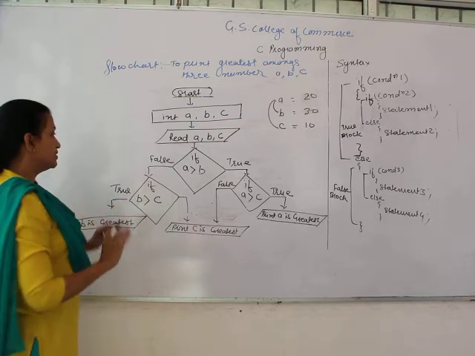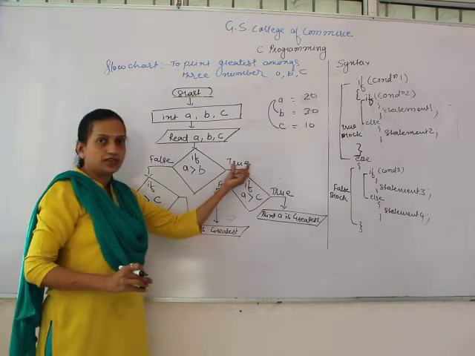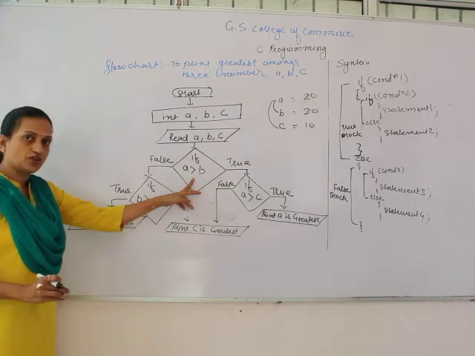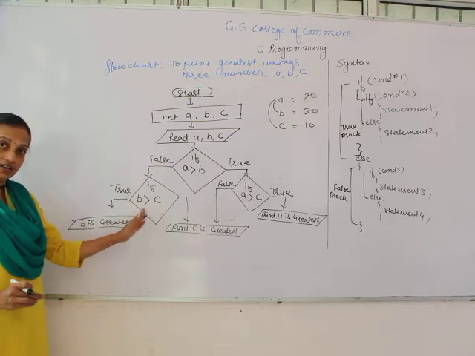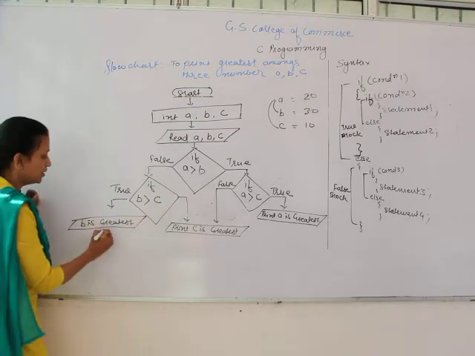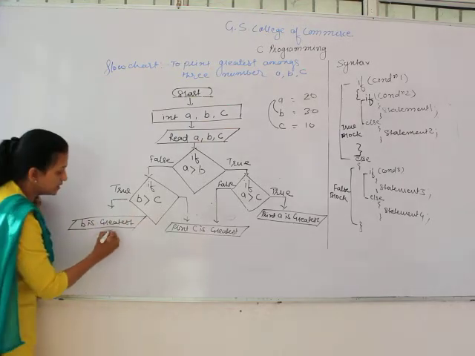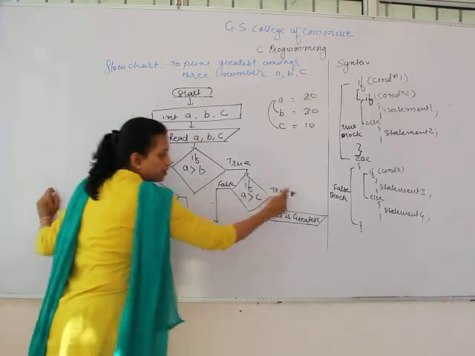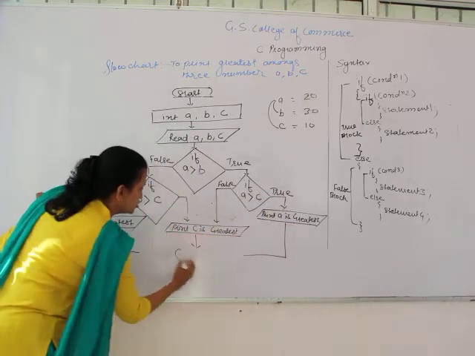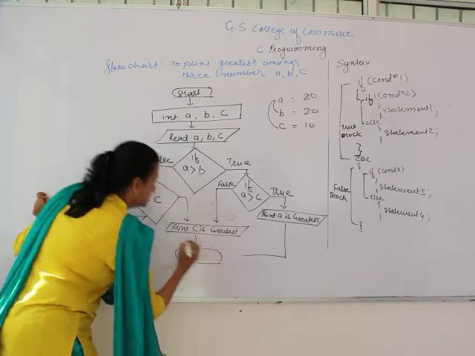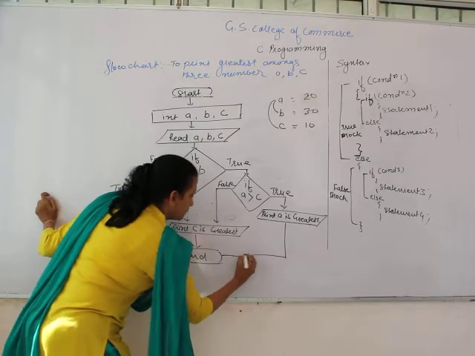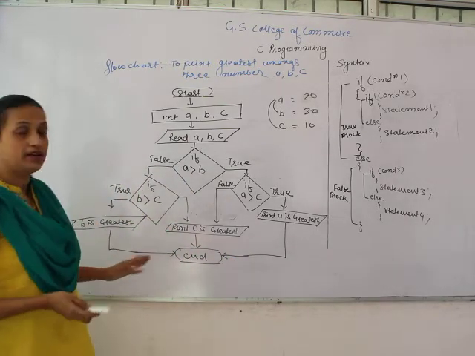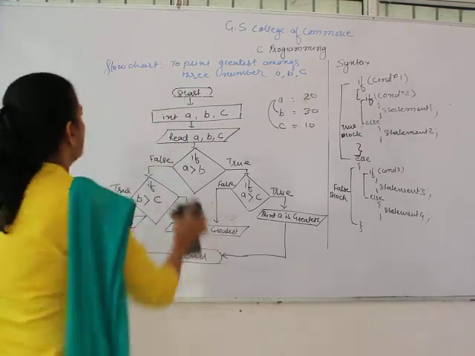So see, if this condition is true, then the program will transfer to check the condition of the true block. If the condition is false, then the program transfers to check the condition of the false block. So if this condition is true, it will print B is greatest. If this condition is false, it will print C is greatest. Again, if this condition is true, it will print A is greatest. If this condition is false, then it will print C is greatest. So I hope you understand very well. Now let us write a code for the same.